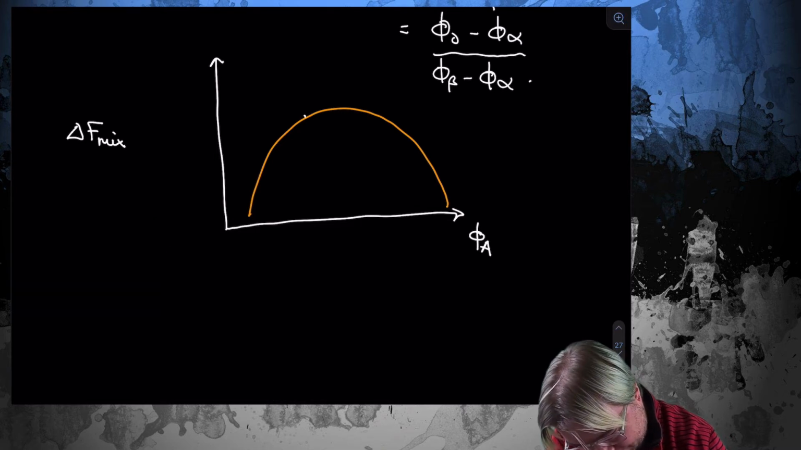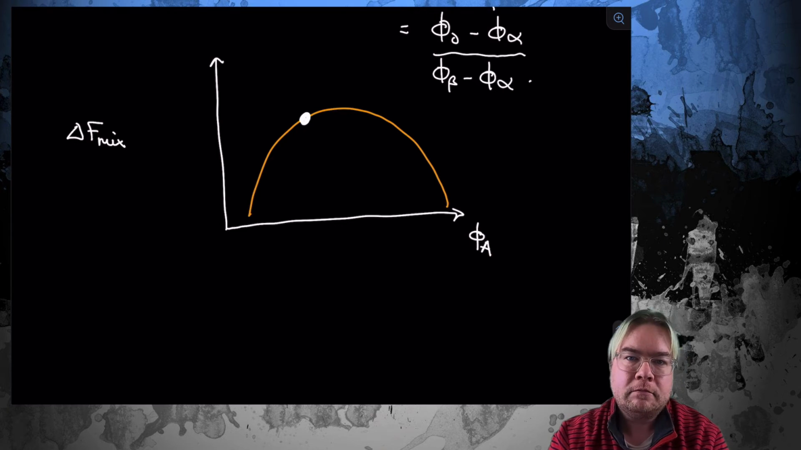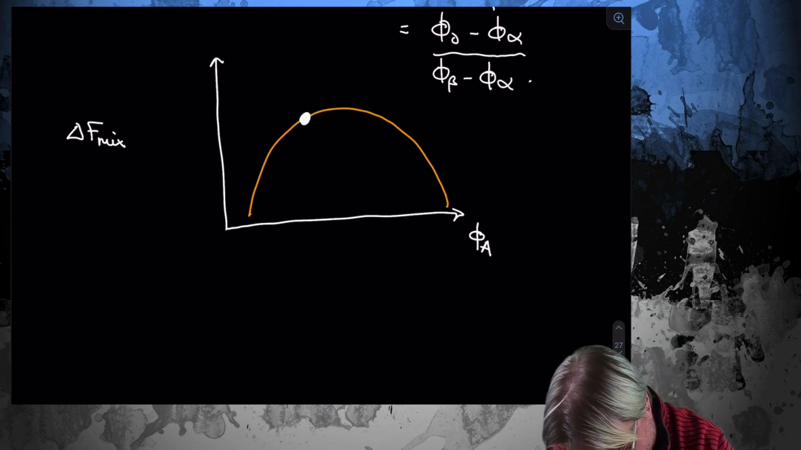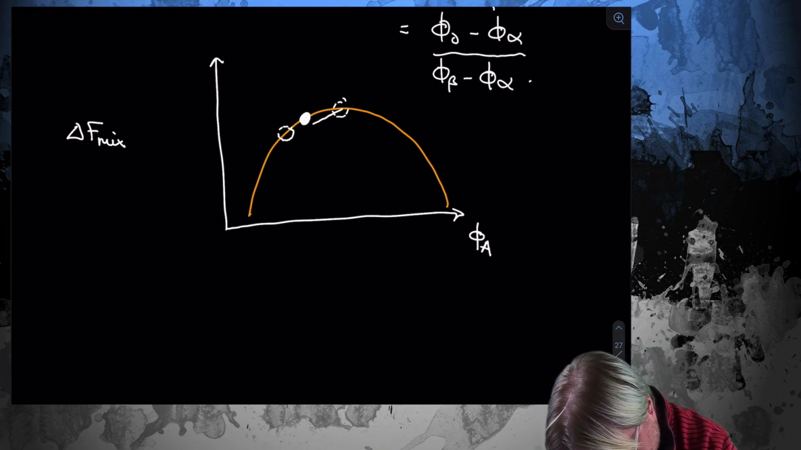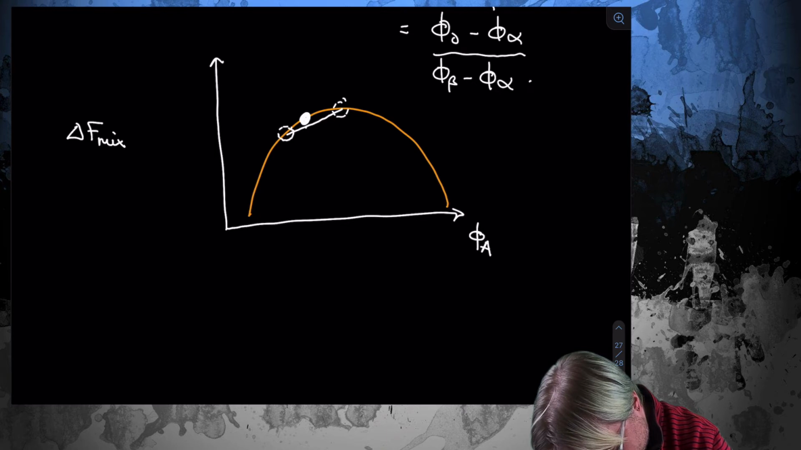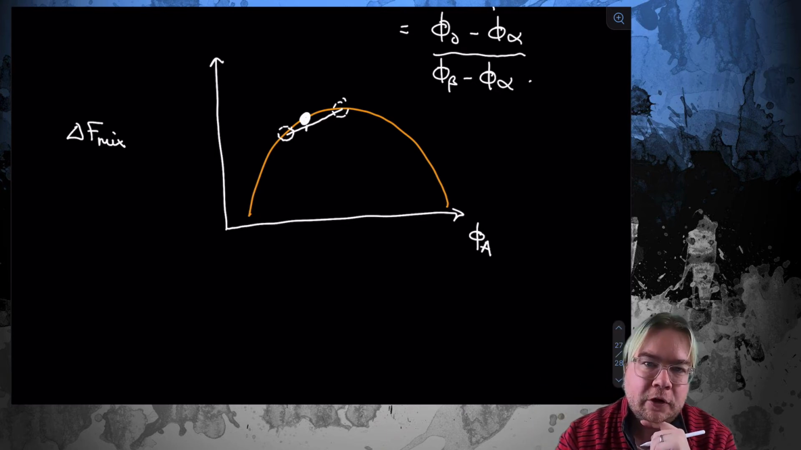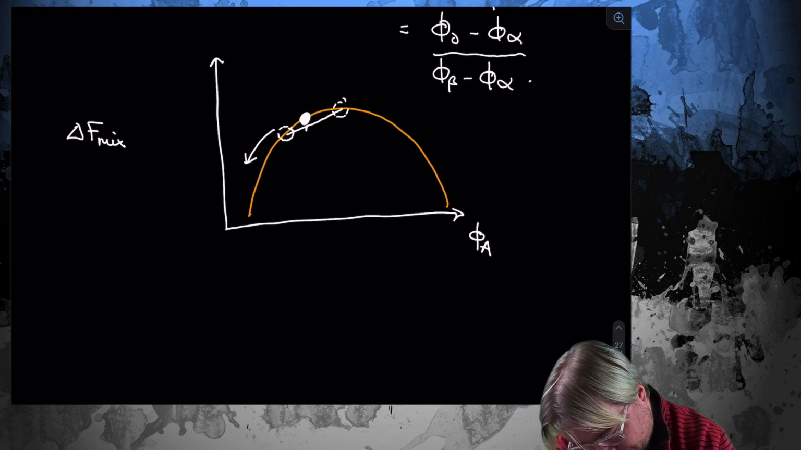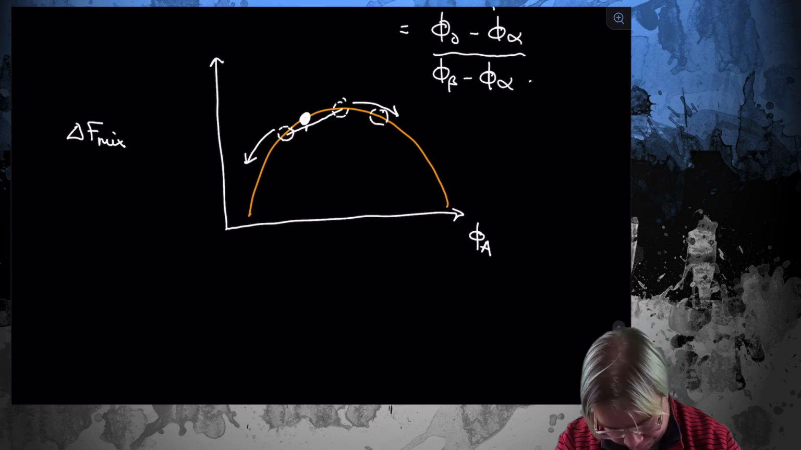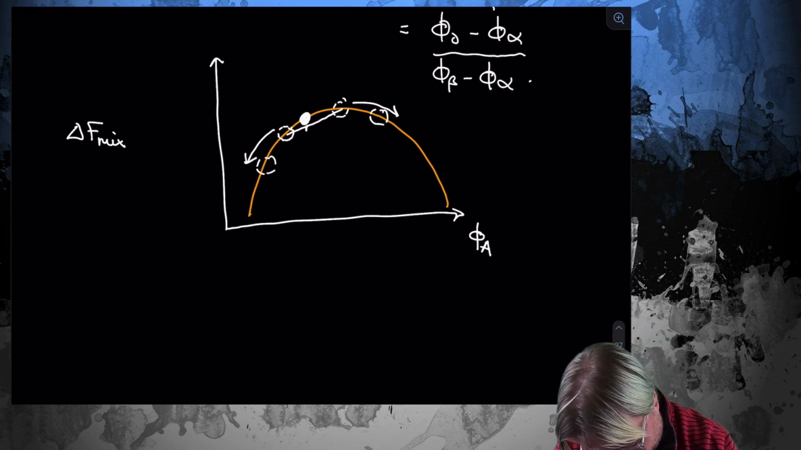So initially, I start here. Spontaneously, I have a fluctuation, and I create a phase that has less A, a phase that has more A. They have a lower free energy. Well, then I can create an even bigger fluctuation from that. And so I can have a phase that's even richer in A and even poorer in A.